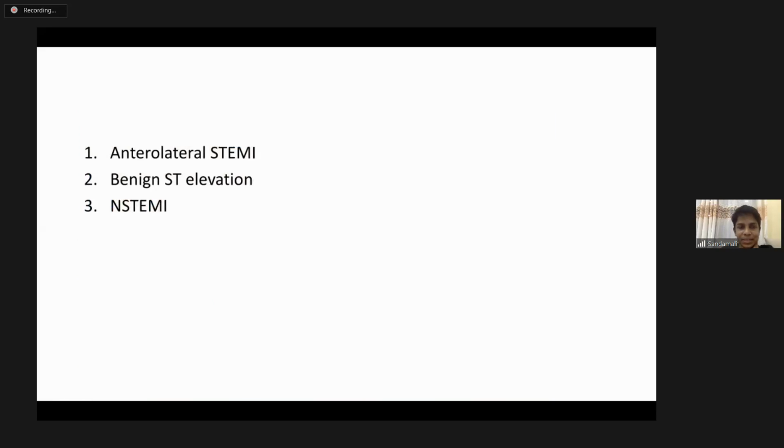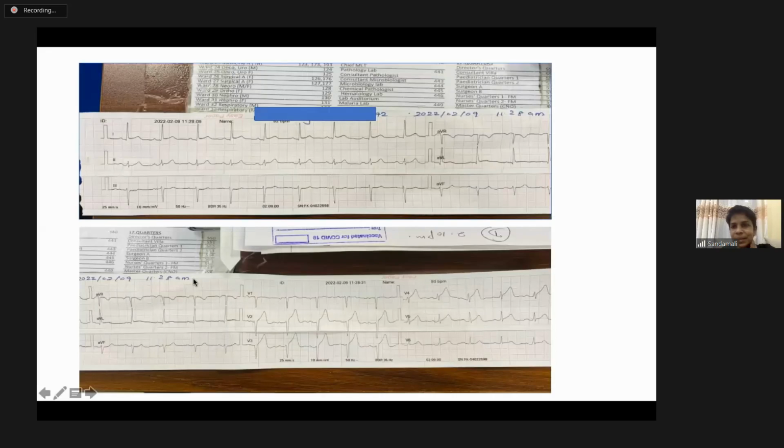these are the possible answers. One, is it anterolateral STEMI? Two, is it benign ST elevation? Or three, is it non-ST elevation MI? Udita, is it possible to type the answers in the chat? Yes, they can if you like, I can give a few seconds.